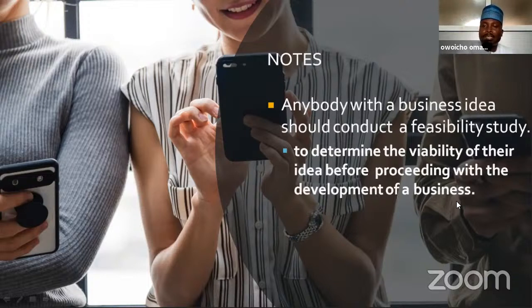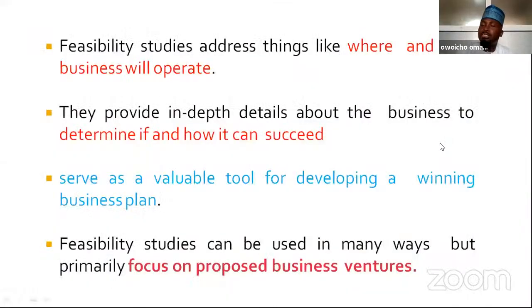All right. The things that I said we can note include what is almost like a rule. Anybody with a business idea should conduct a feasibility study. You should also note the following: that a feasibility study will address where and how the business will operate. Look at it, where and then how. Another point is that they provide in-depth details about the business. You know, like we raised the issue of feeding machine. By the time you start doing an analysis, you go in-depth about it. And importantly, that's why we put this third line here in blue. It serves as a valuable tool for developing a winning business plan.